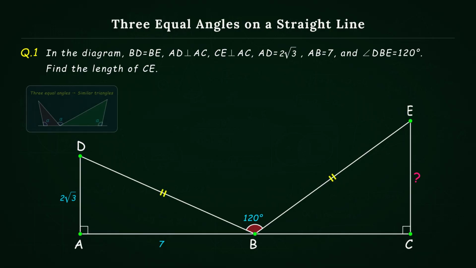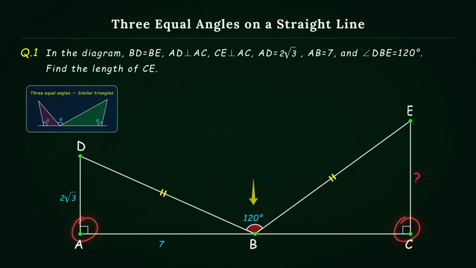First, we can compare this diagram with the 3 equal angle configuration. You may have already noticed that they are not exactly the same. In this question, the line AC only creates 2 equal right angles, while the other angle is 120 degrees. So how can we make this work?